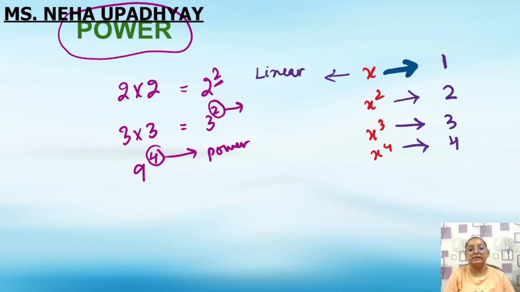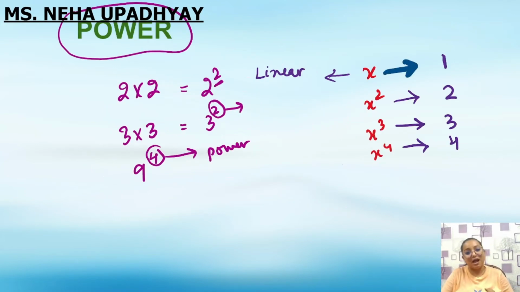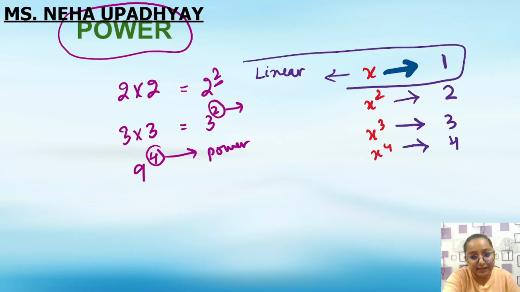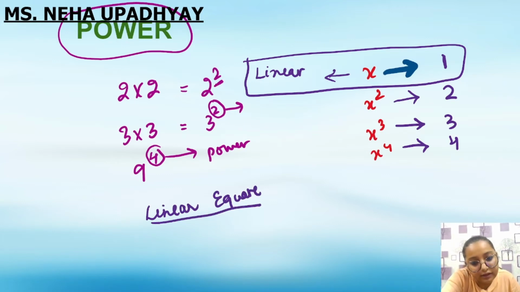What? Linear. So, what was the topic for today? Linear equation in one variable. So I hope you all have understood the meaning of the word linear. So any variable that has power 1, we call that equation a linear equation. Let's discuss some more examples of linear equation.